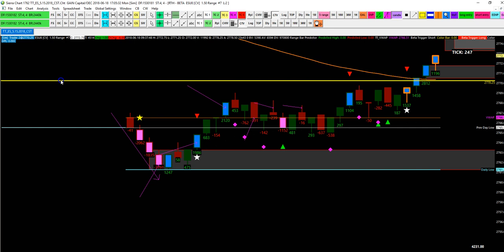This is 2770. Here was the challenge. When we got to the end of the first hour, we had consolidated underneath that 2770, and usually that results, if you read Mind Over Markets or you subscribe to Auction Market Theory, in a substantial push to the downside.